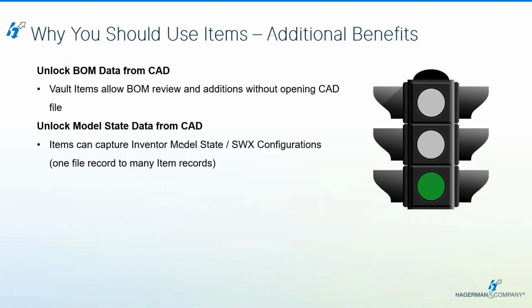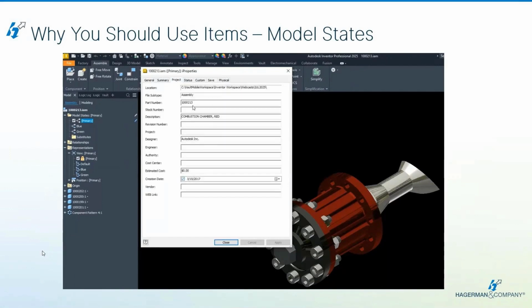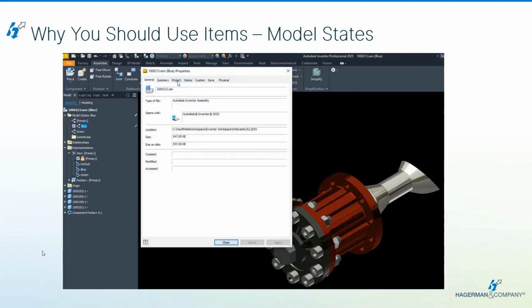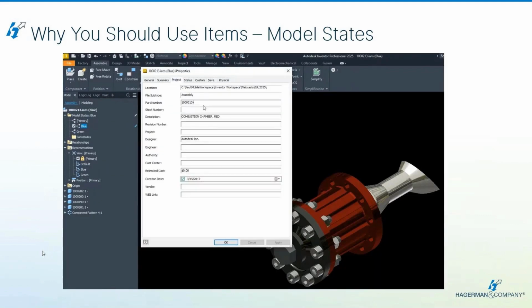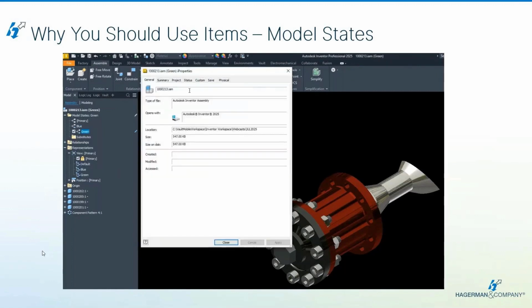We can capture both Inventor model state information and SOLIDWORKS configurations, basically one CAD file that contains information about many part numbers, right? The Vault file interface doesn't have a great way to explore all that, but Vault lets you do it. So here's a typical example where we've got an assembly, right? This is our original assembly here, and we've got options for different paint colors, let's say. A great way to capture those variations or variants is using model states in Inventor, right? So our blue has a slightly different part number and a different description. Our green has a slightly different part number and different description, right?